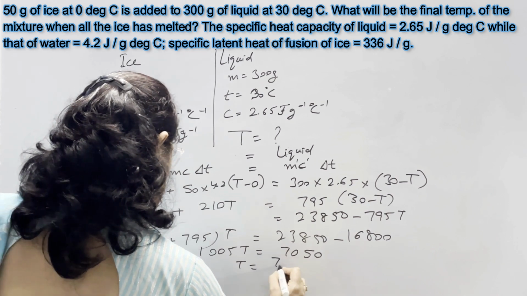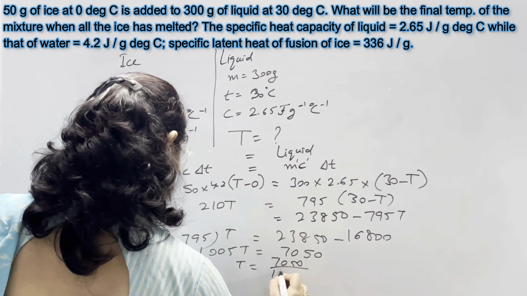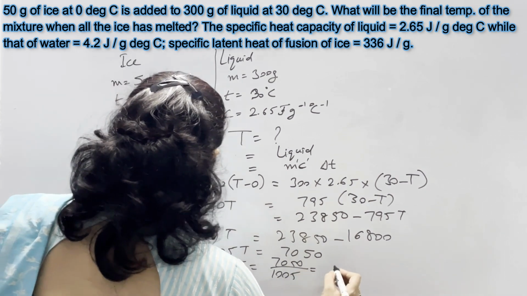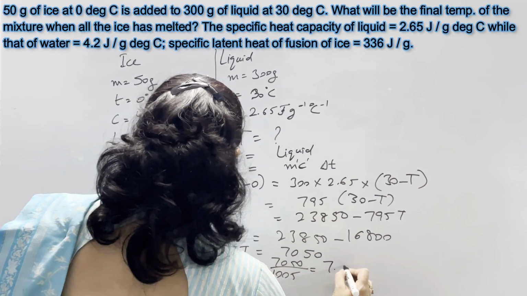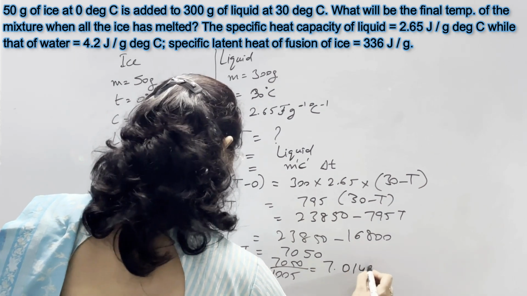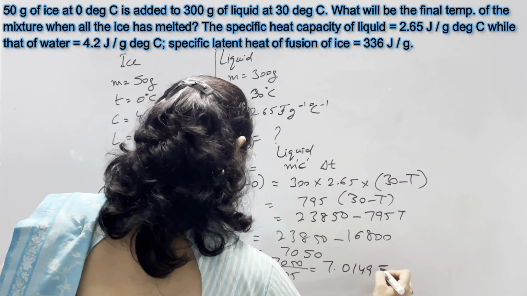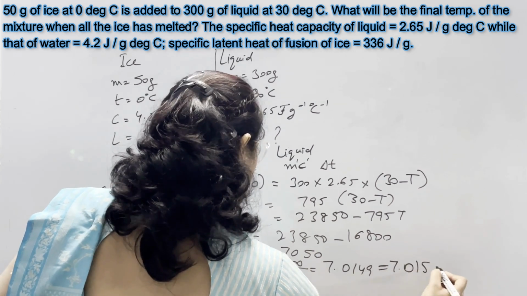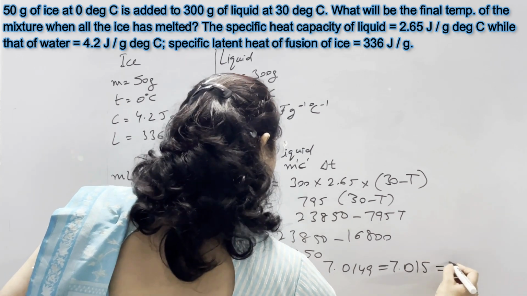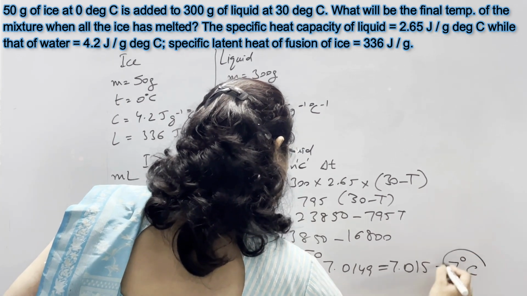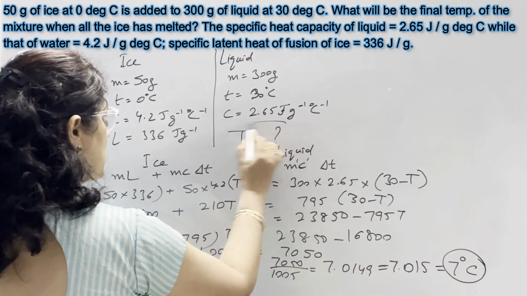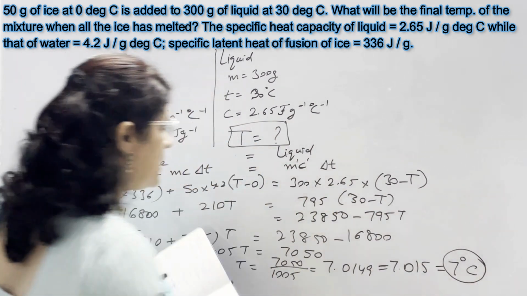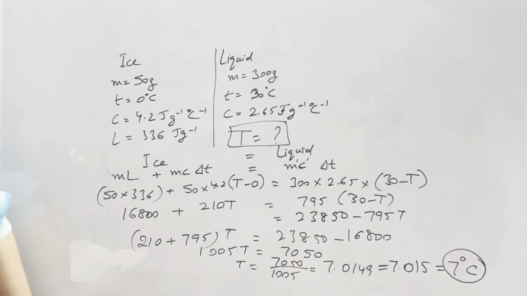Now T is 7050 divided by 1005, and its value is 7.0149, or we can take it as approximately equal to 7.015, and more appropriately we can also take it as 7 degrees Celsius. So the final temperature is equal to 7 degrees Celsius in this numerical.